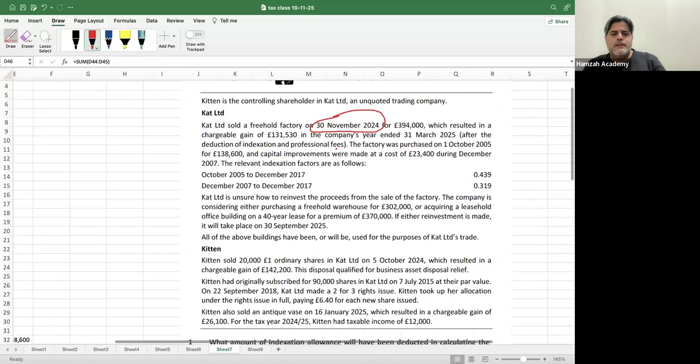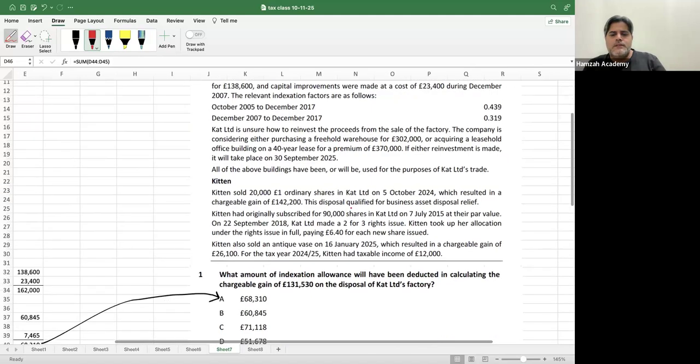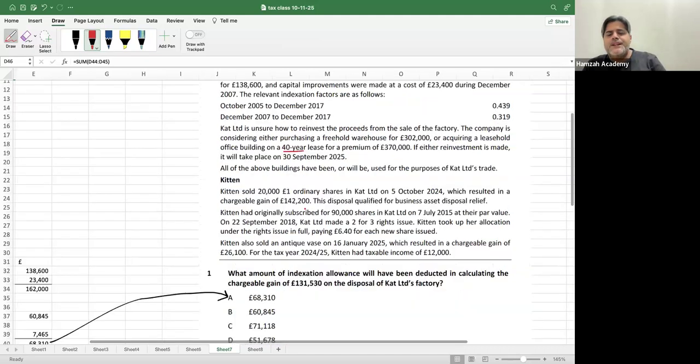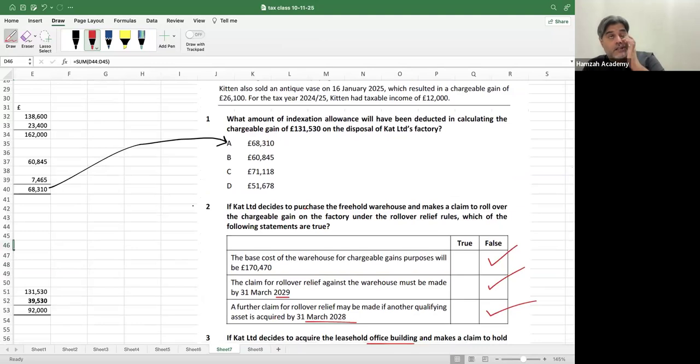wait a second. Building. Where's the building now? Yeah, now if we look over here, freehold warehouse or a 40-year office building. Yeah, 40-year office building over here. So we are going to have this 40-year life over here. So technically, this is the 10 years that we have at the latest date over here, right?